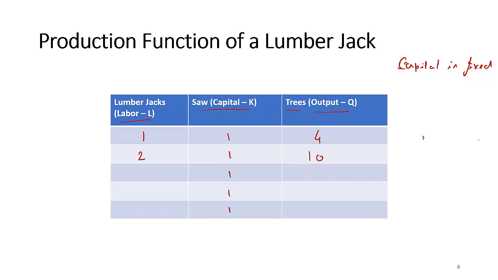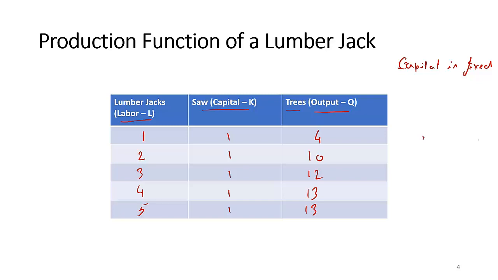Having seen that, suppose you employ a third person. Now your number of labor goes up from 2 to 3, but capital remains constant. As a result, now you are able to cut down 12 trees. You keep on increasing the labor, 4. Now instead of 12, perhaps you are cutting down 13 trees. You hire the 5th laborer. Again, your capital is fixed. You realize you are cutting down 13 trees.